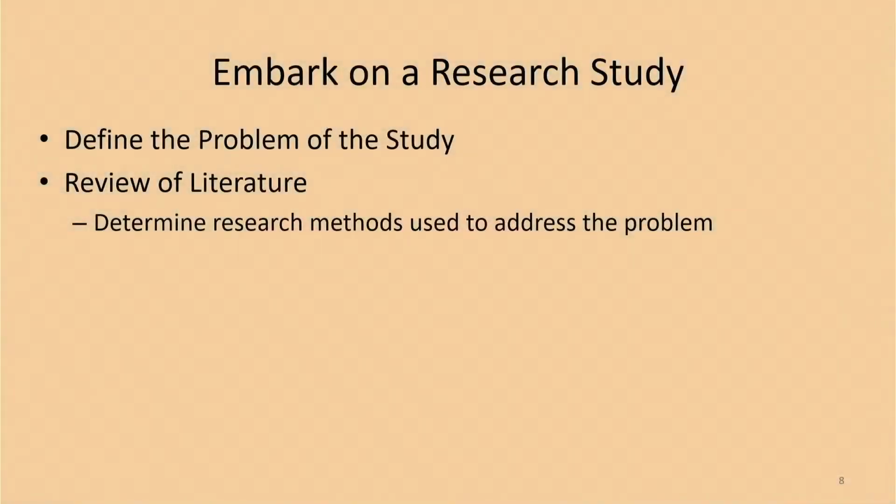So, we were talking about embarking on a research study. What's the first thing to do? Of course, define the problem of the study. Review of literature is mainly used for determining the research methods used to address the problem. I was mentioning that it is okay to repeat a research study. Many times the repetition actually establishes the reliability of the previous study. So if it is a topic of importance, it is okay to repeat, maybe with some variation in it rather than exact replication, but it is okay to replicate a research study, is what I'm trying to say.